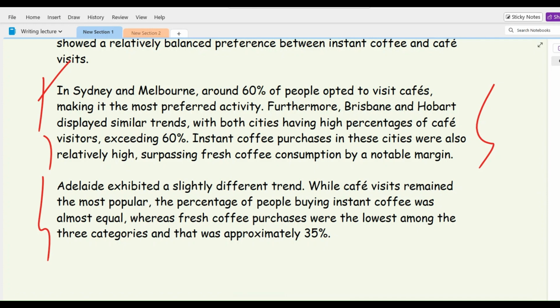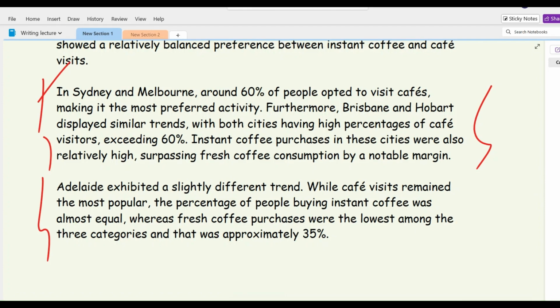One important thing we must keep in mind is that thematically, the two body paragraphs should be separated. In other words, the first body paragraph should be written based on a particular unique idea. On the other hand, the second body paragraph would be based on another unique idea.